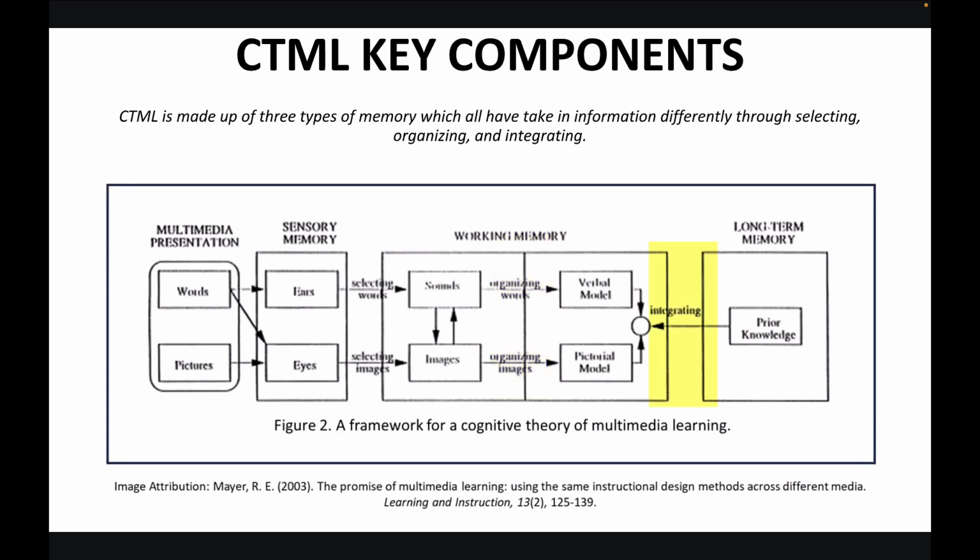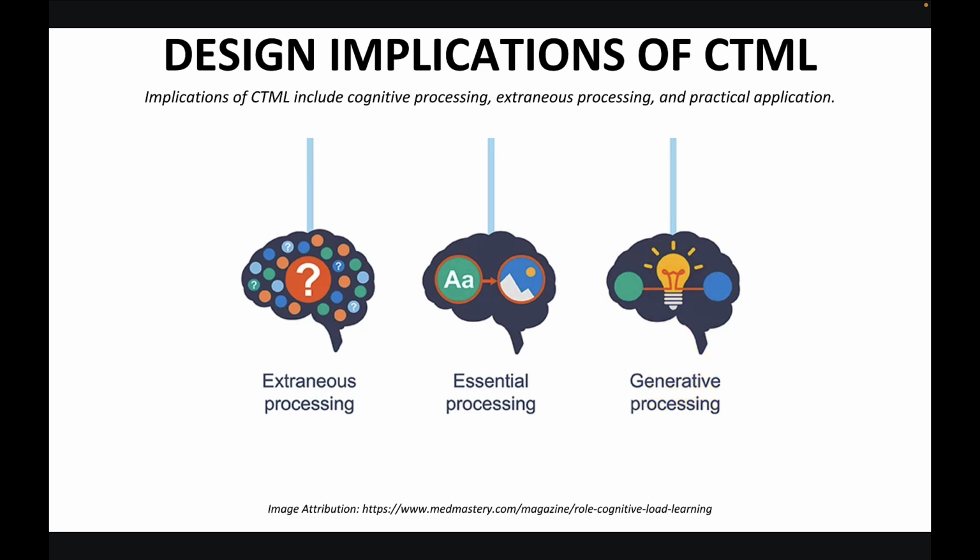Design implications for the CTML include reducing extraneous processing. We can do this by pointing out or highlighting key facts or materials, managing essential processing, which can include breaking up content into smaller, more understandable chunks so it's easier for students to understand, and lastly, fostering generative processing, which is using more activities for students to interact or having more meaningful conversations.